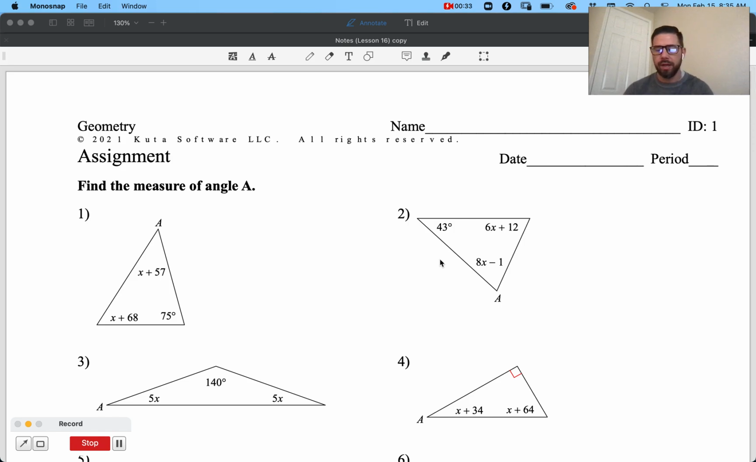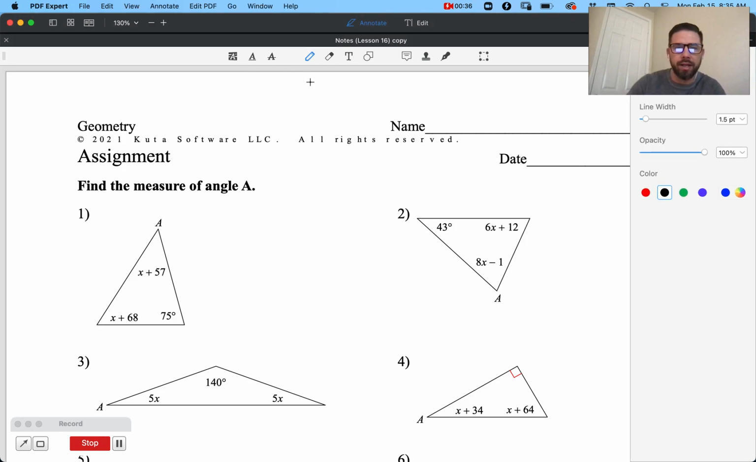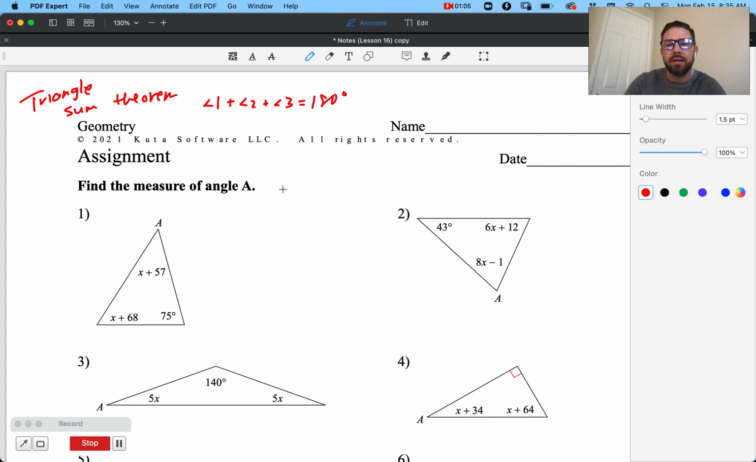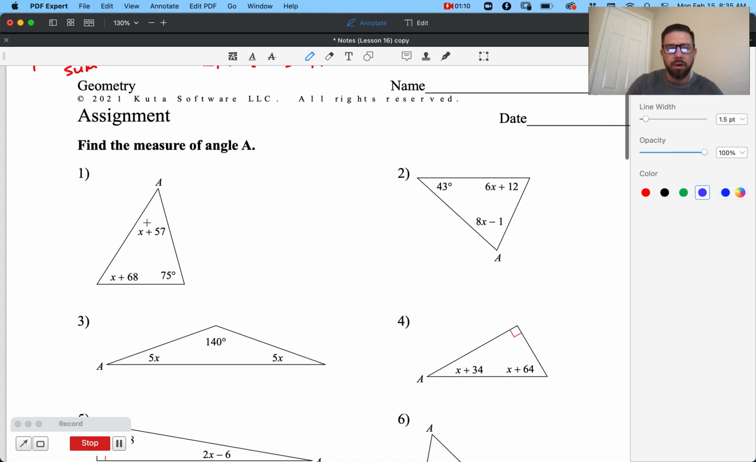Now, what we're looking at today, obviously, is triangles, and we're looking at the angles in a triangle. I'm just going to reiterate and review what we've always been learning, which is the triangle sum theorem. The triangle sum theorem basically states that all angles in a triangle always add up to 180 degrees every time. So angle 1 plus angle 2 plus angle 3 will always equal 180 degrees every time. Now we're going to take that knowledge, which we already know, and apply it to this type of problem.